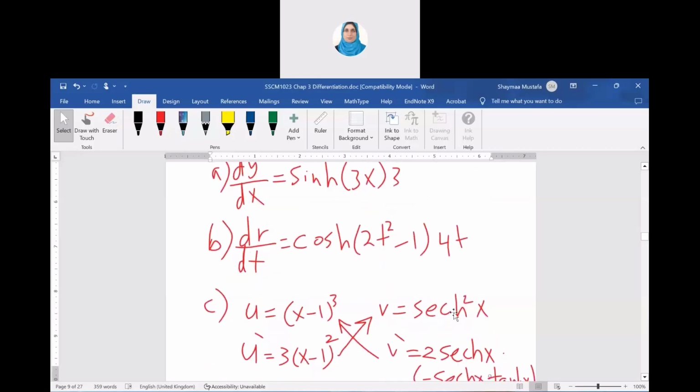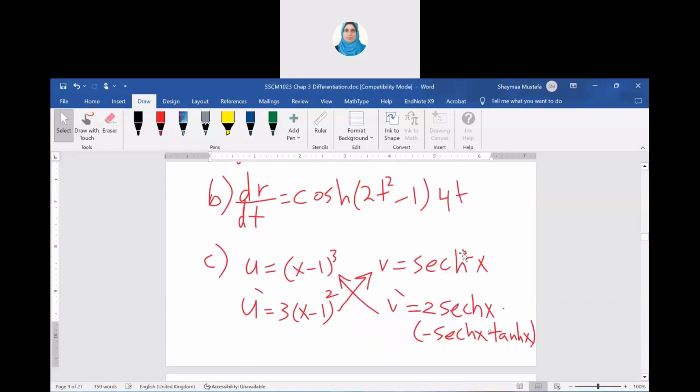Now the second function is sec square. I have to start from the power first. So the power becomes a constant 2, the new power 2 minus 1 is 1. So 2 sec x, multiplied by the derivative for sec x, which means minus sec x tan x. Don't make the power 2 multiplied by the derivative directly. The derivative is multiplied after you find the power and keep the function: 2 sec x multiplied by minus sec x tan x.